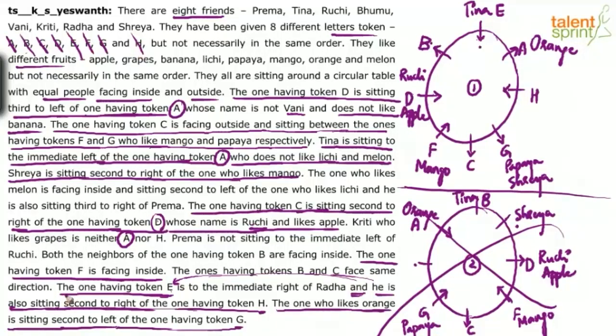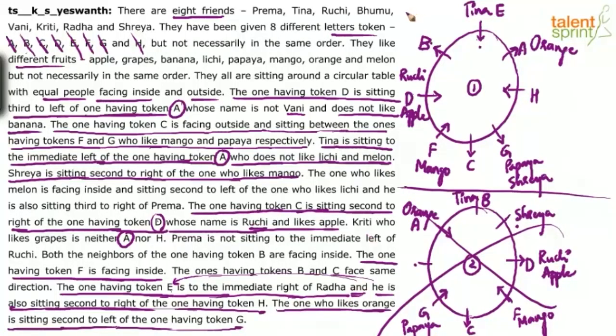Now, this statement also said E is to the immediate right of Radha. E is fixed here. Let us see immediate right of Radha. See, both the neighbors of E are facing outwards. So if you take B as Radha, immediate right of Radha will be E, correct. If you take A as Radha, what happens? If you take Radha in this position, immediate right of Radha will be this person, because Radha is facing outwards, right? Immediate right will be in the clockwise direction. So this should be E. You're able to follow. The one having E is to the immediate right of Radha.